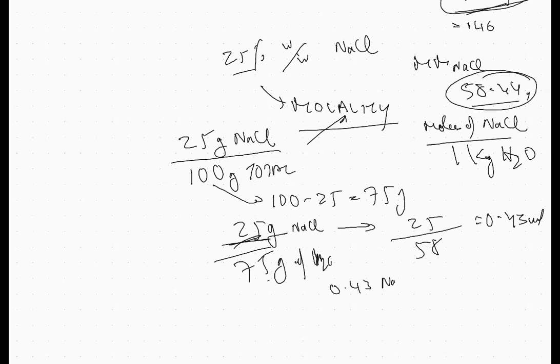Then I get the molal value. So let us see. 0.43 divided by 75 times 1,000, I get something like 5.73 m. That's how you do that.